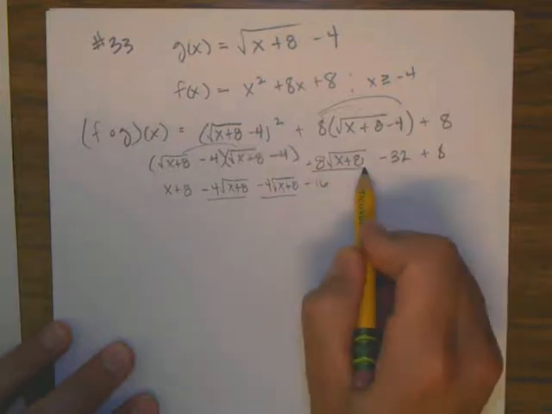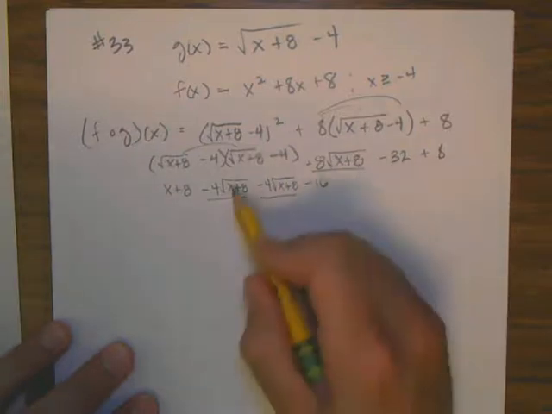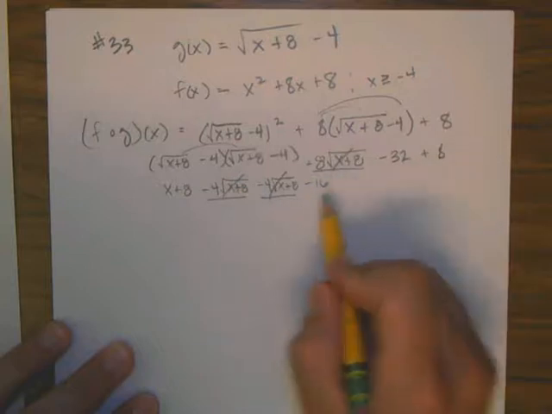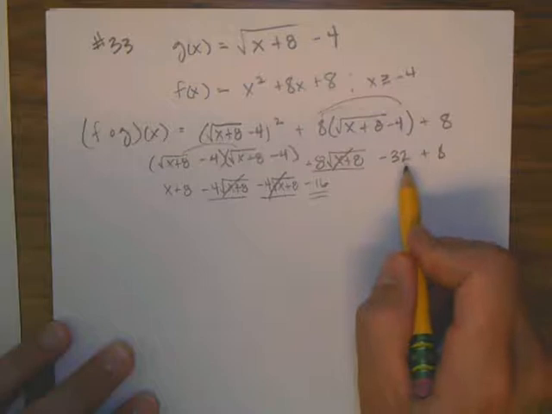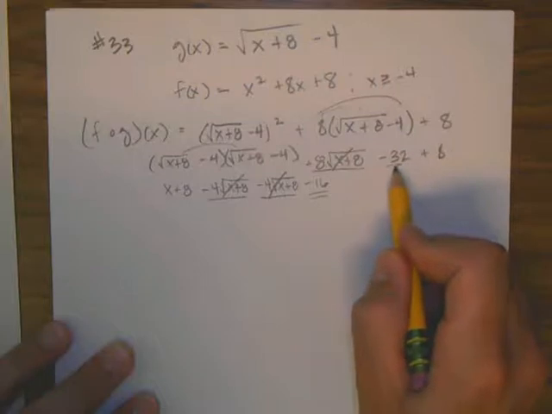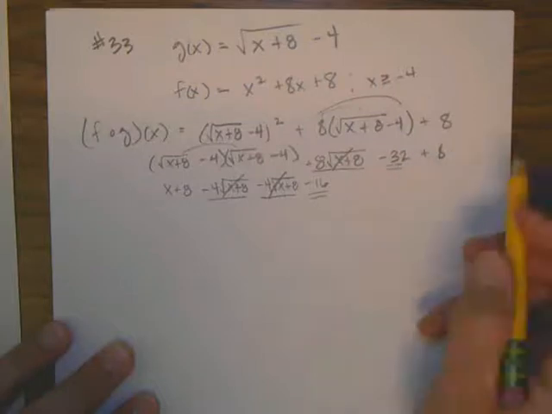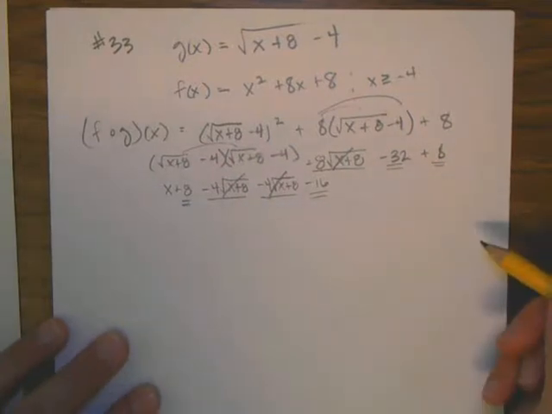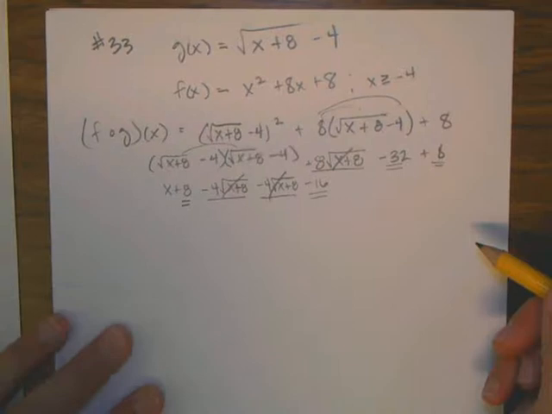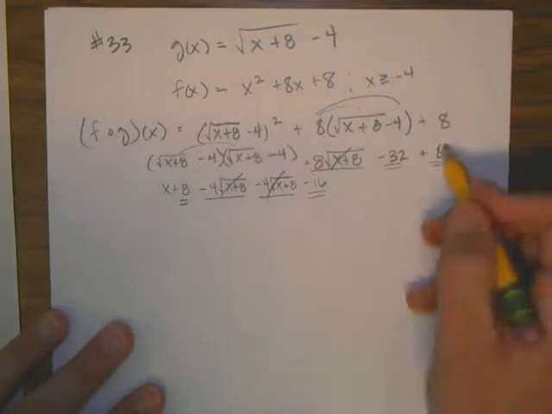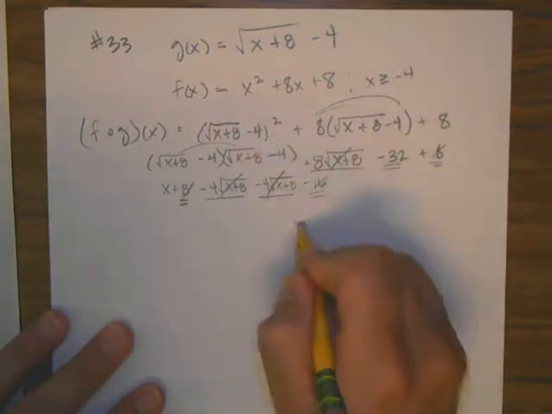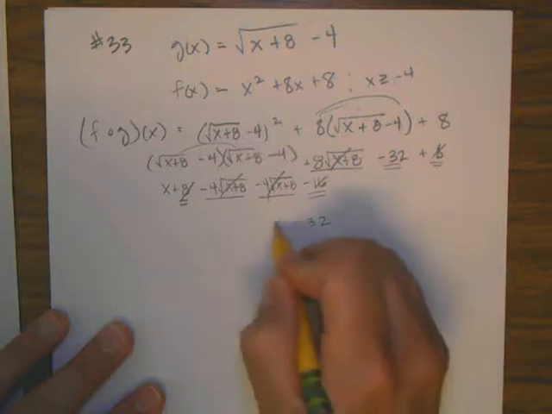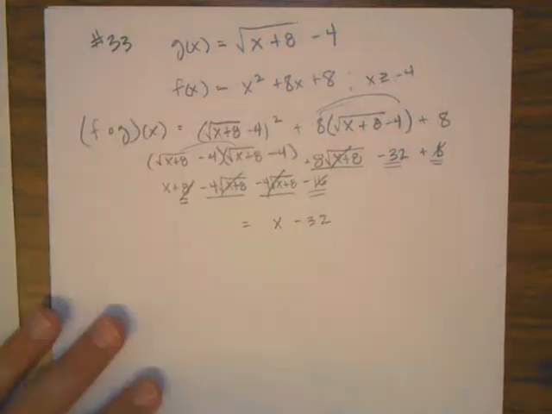Negative 16 and negative 32 and positive 8 and positive 8 makes, negative 16 and 16 is 0, so those go away. Negative 32, and then my x is right there. Pretty sure I did that right. That negative 32 is not okay. So therefore, that is a no-go.